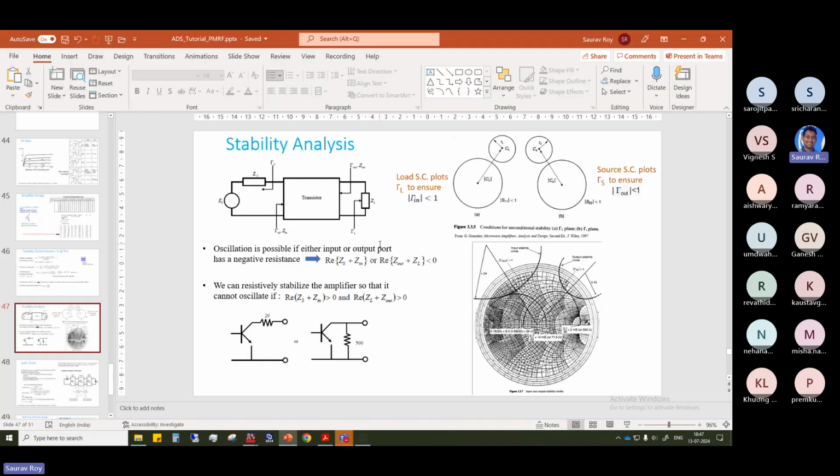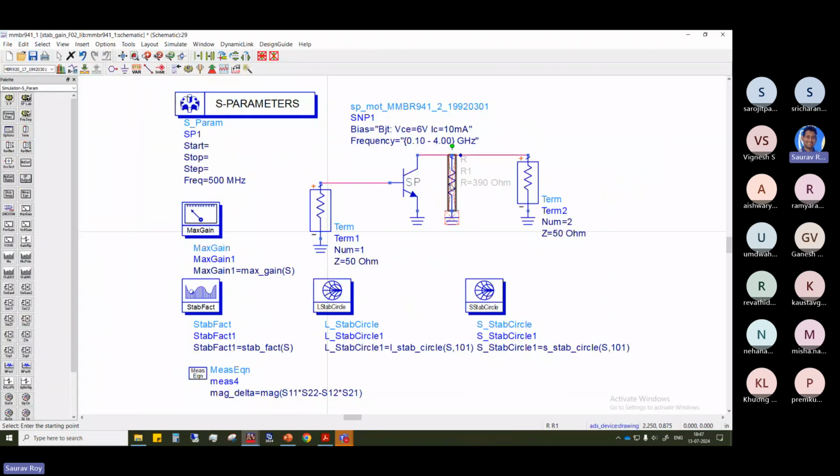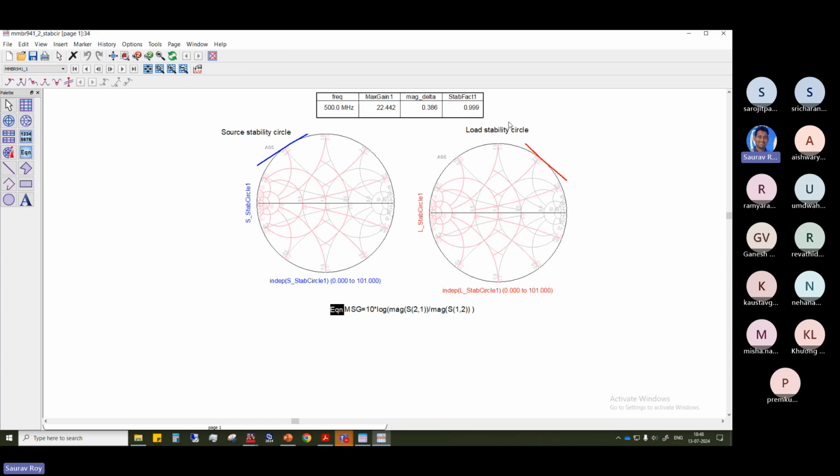Now let's go back to that design. So that's why, see here, we are adding a shunt resistance of 390. We calculated this from the same method. Now let's activate them and do the analysis again. See now, the magic happened. Just see how this worked so far.